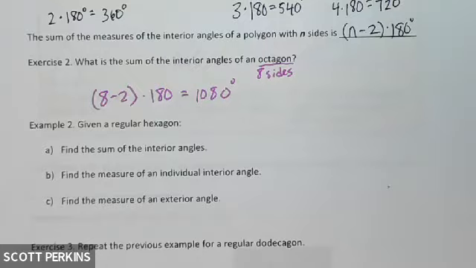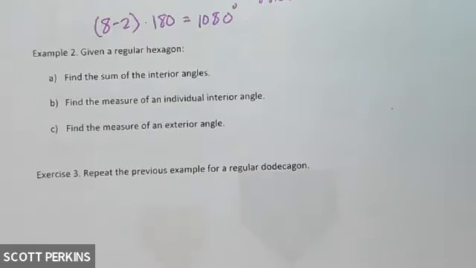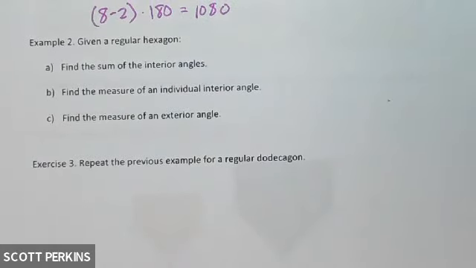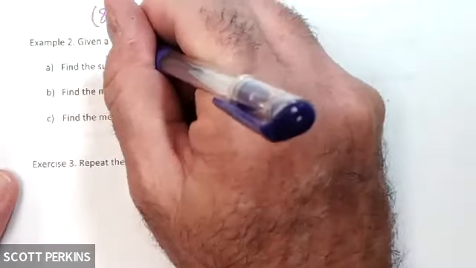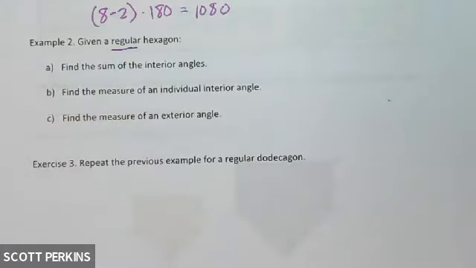Okay, well then we're going to turn this into a little bit of an example and use some of our other properties that we've been talking about. So the next one says this. This is my example, I'm going to work this one with you. It says, given a regular hexagon, so I told you that word regular means something. What does that mean?